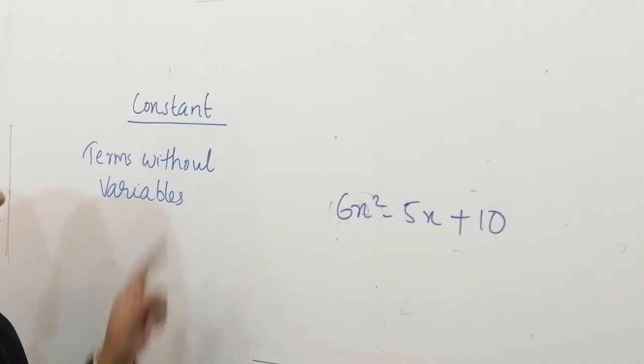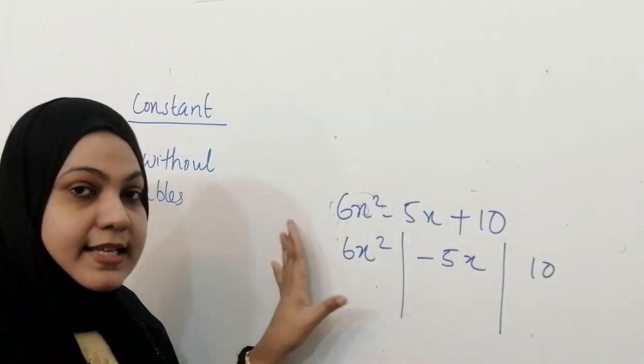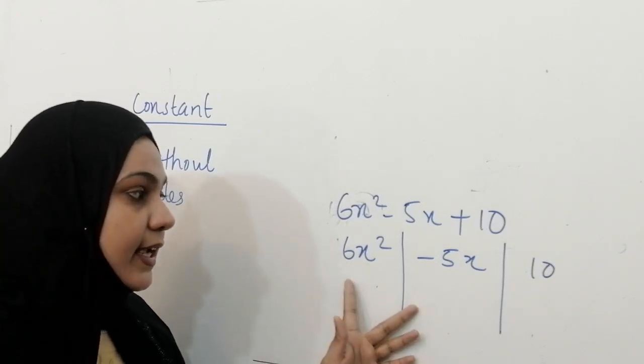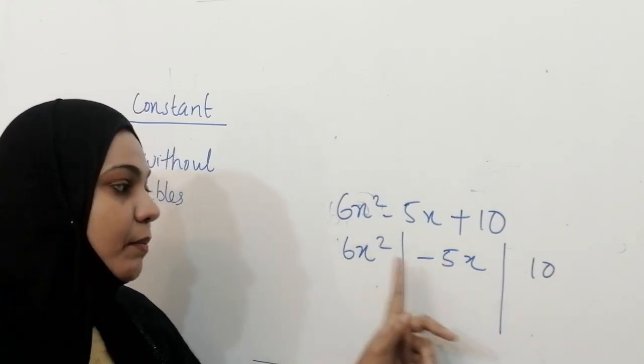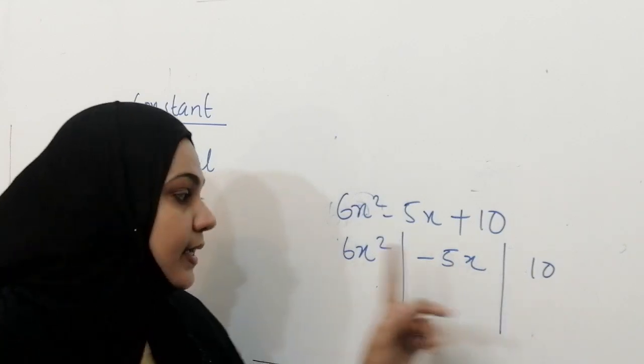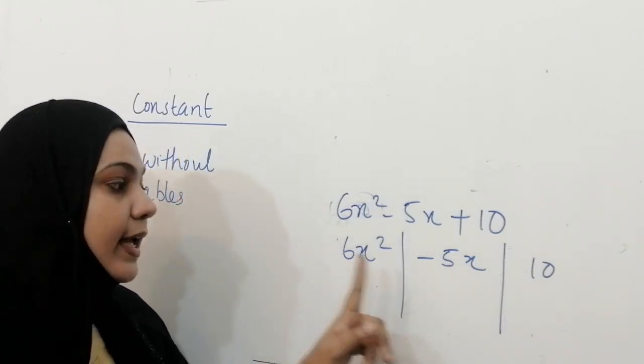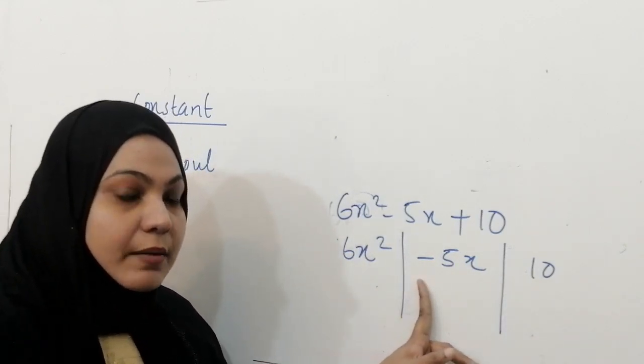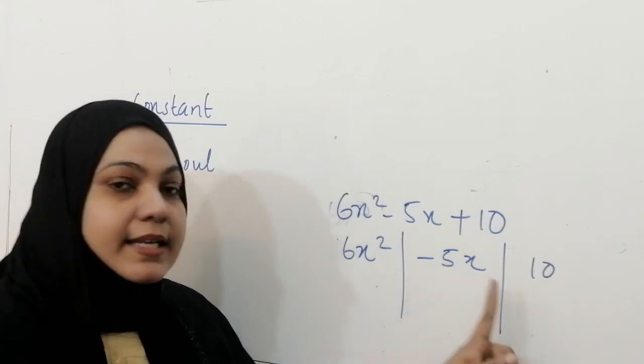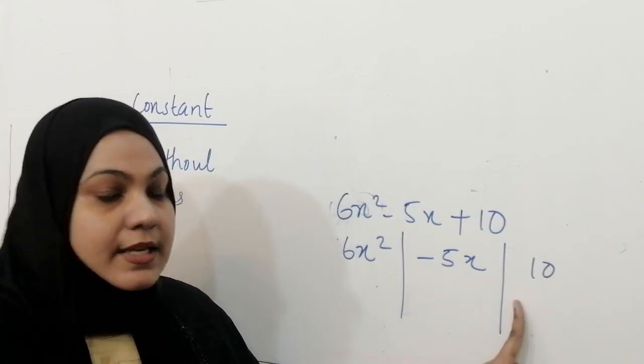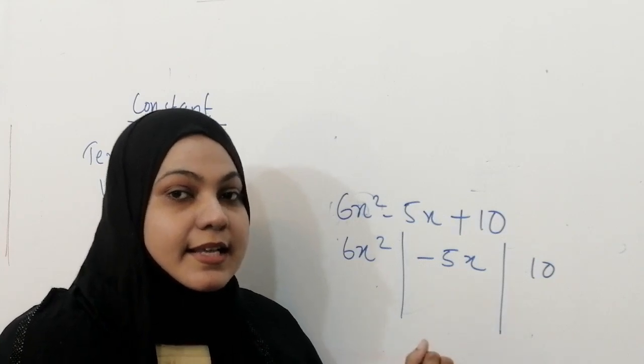Next we can learn what is constant. Terms without variables are known as constant. So in this expression there are three terms: 6x square, minus 5x and 10. So here you know that 6x square and minus 5x have variables. Only the term 10 is left without variables. So 10 becomes constant in this scenario.